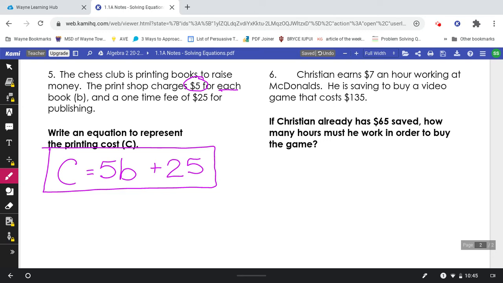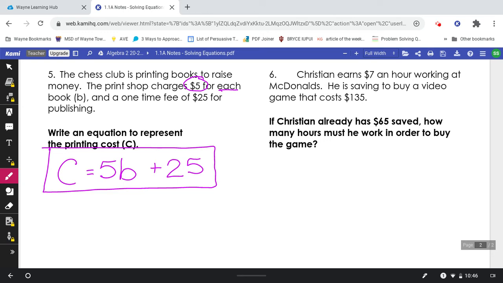All right, problem number 6. Christian earns $7 an hour working at McDonald's. He is saving to buy a video game that costs $135. If Christian already has $65 saved, how many more hours must he work in order to buy the game?